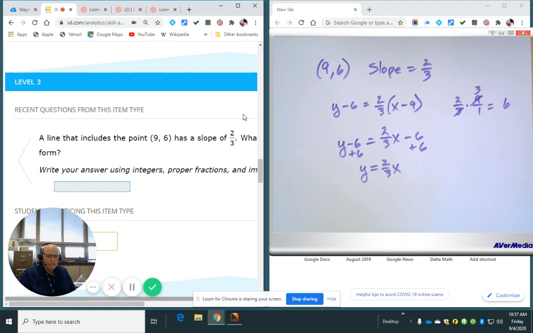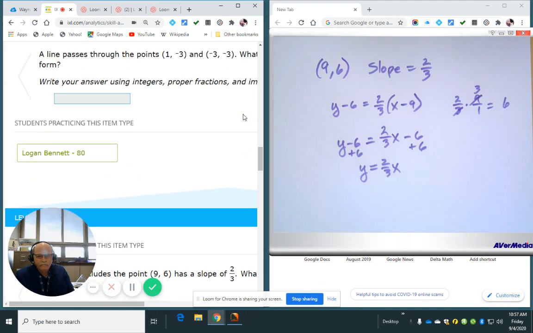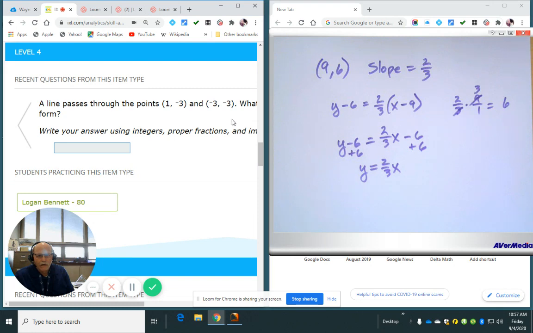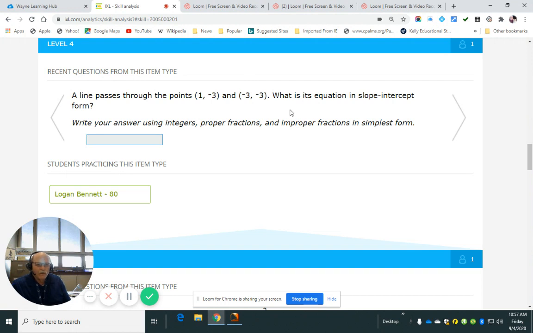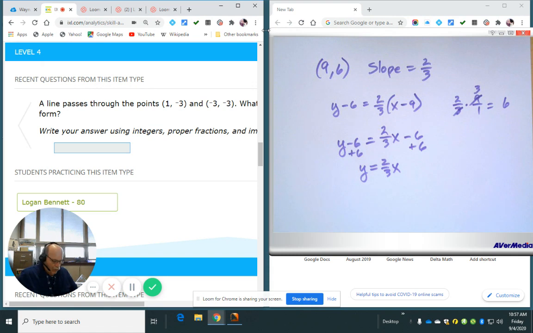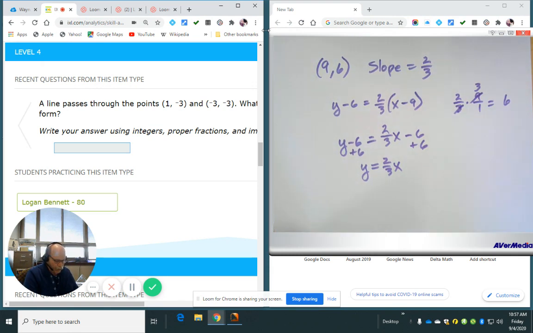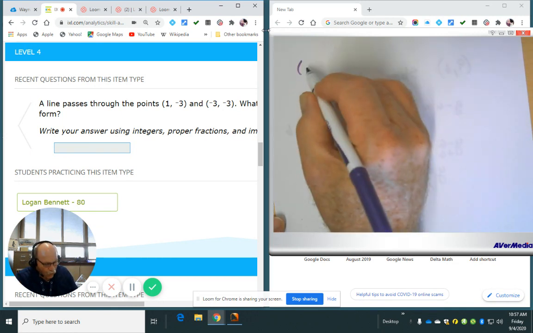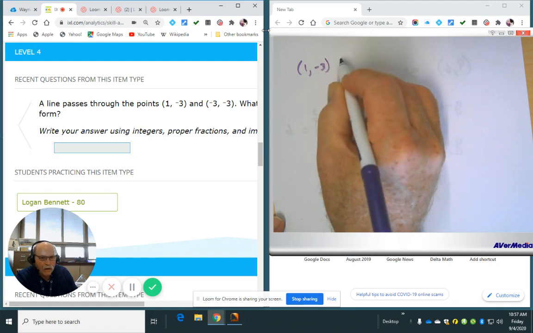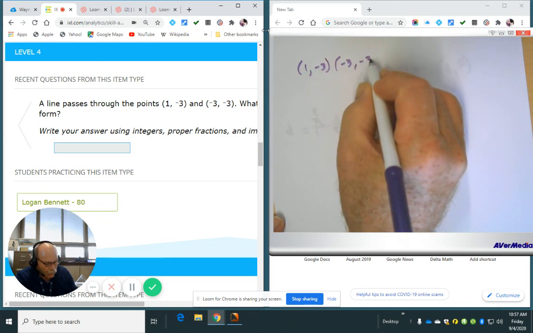Okay, I'm going to keep going here. In this question, what is the equation in slope-intercept form if I have 2 points? I need to find the equation in slope-intercept form, and I'm going to do that using this same general idea, but first we need to find the slope. So we have our 2 points, (1, -3) and (-3, -3).